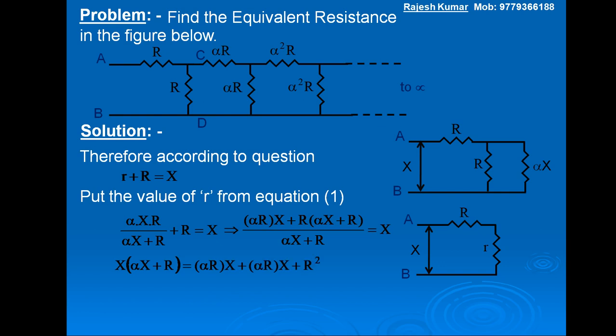So we get X into within the bracket alpha x plus r equal to alpha r x plus alpha r x plus r square. That is, after opening the bracket, we get this equation. In the left hand side, again open the bracket. So we get alpha x square plus r into x is equal to 2 alpha r into x plus r square, as alpha rx plus alpha rx is equal to 2 into alpha rx.